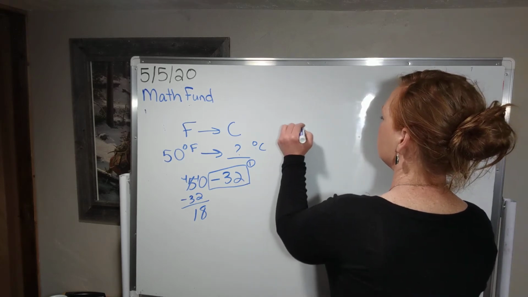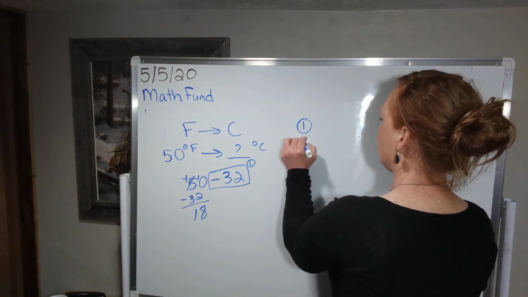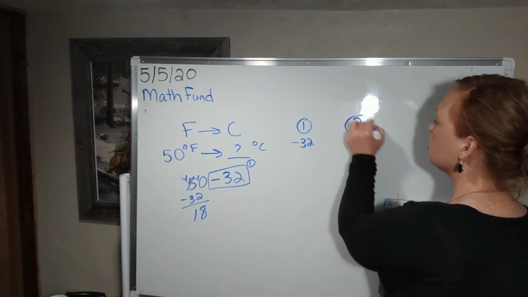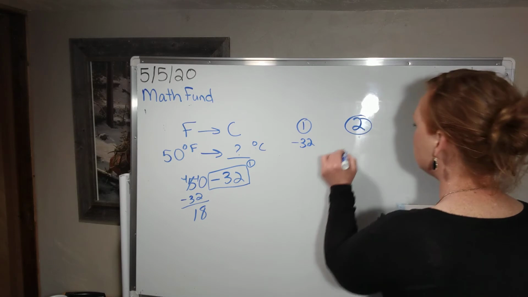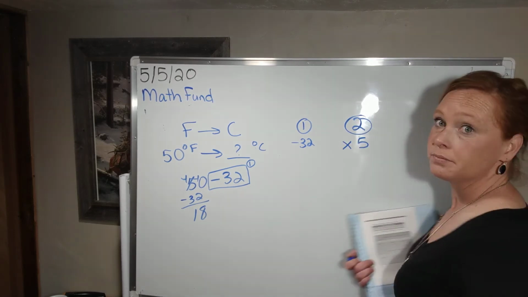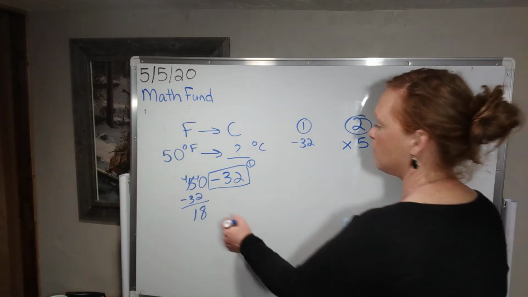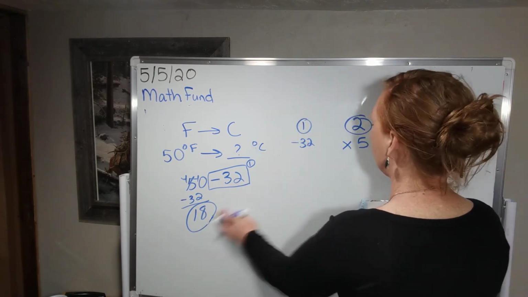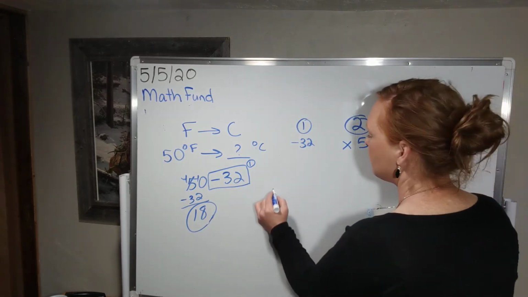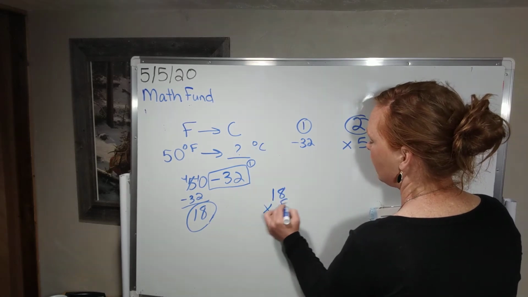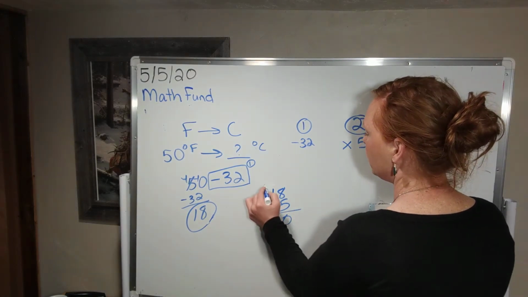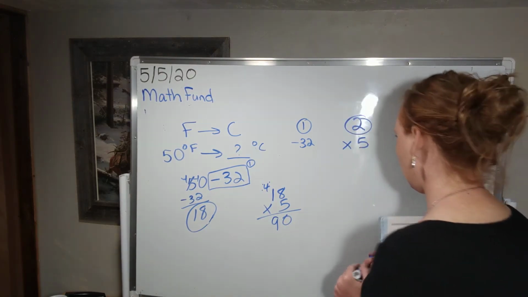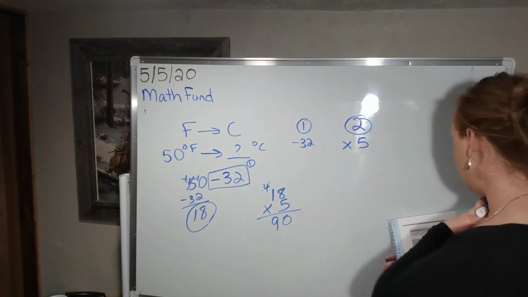So let's do step 1, subtract 32. Step 2 is going to be multiply by 5. So we got 18, right? We subtracted 32, we got 18. Our next step is to multiply by 5. So I'm going to do 18 times 5, which equals 90. So I got 90 when I multiplied by 5.